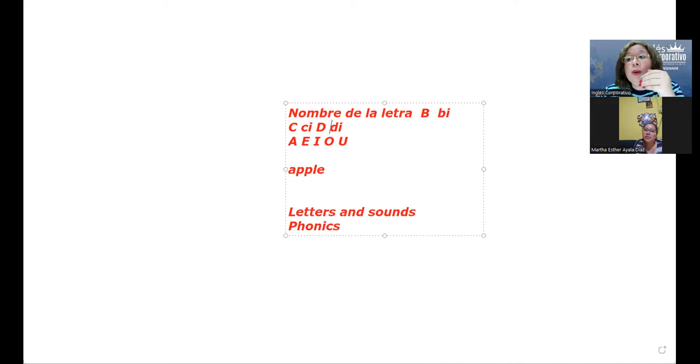Y después, poco a poco, hay otra materia que se llama decoding. Eso significa que aprendemos a separar las palabras en sílabas. Y allí hay unas reglas que me van a enseñar a pronunciar vocal, consonante, consonante, vocal, vocal, vocal, diptongos, también sonidos especiales cuando se unen en inglés tres consonantes, por ejemplo.